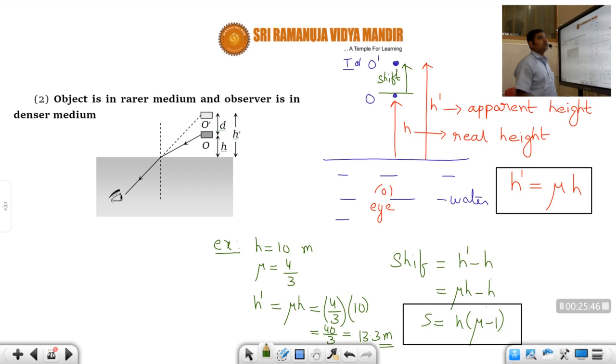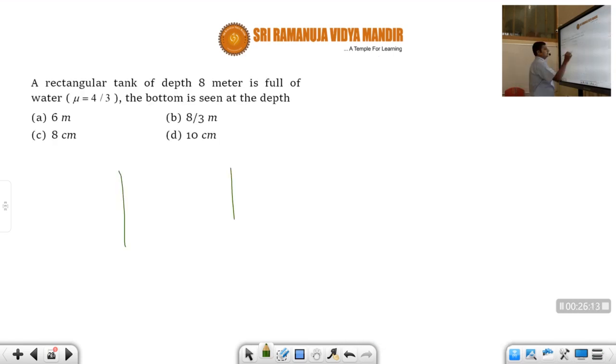Let us see some problems, students. A rectangular tank of depth 8 meters is full of water. The bottom is seen at the depth of, very simple problem. Suppose this is a water tank of depth how much, students? 8 meters. That means this is the real depth, represented by h. Correct or not, students? So h is given as 8 meters. Okay, students, this is all water.